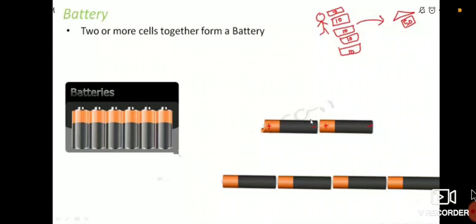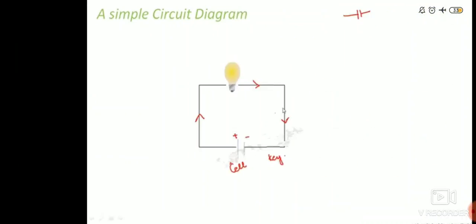And one more thing I told you: the positive end is always indicated by a somewhat large line and the negative end is indicated by a small line. See here, I will show.